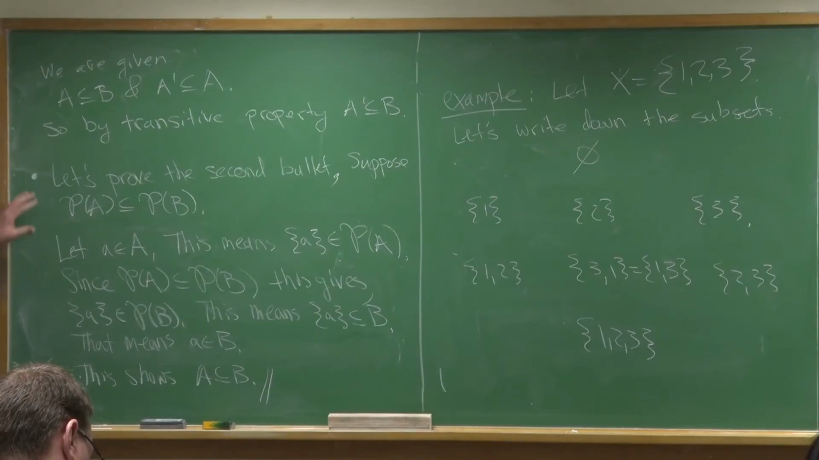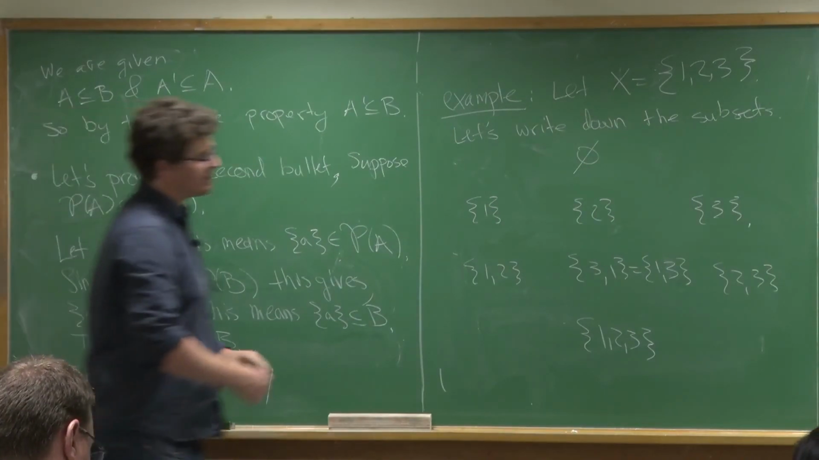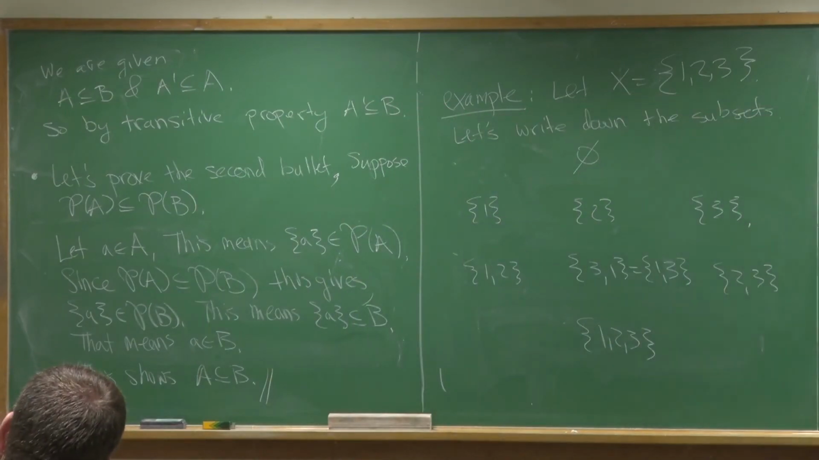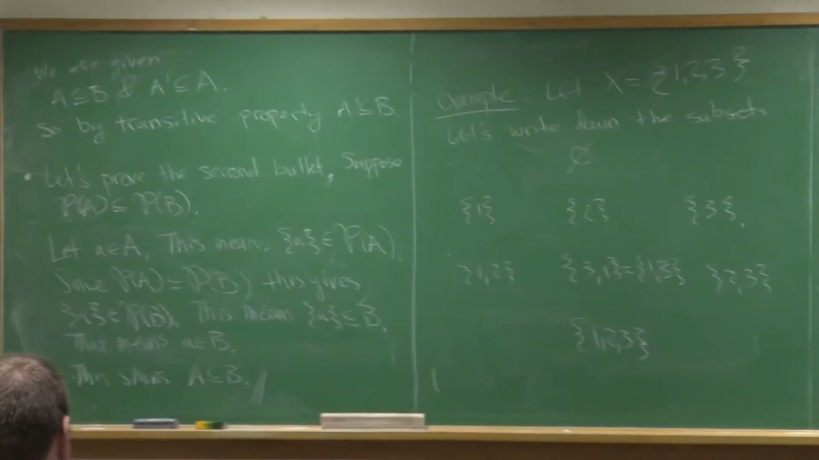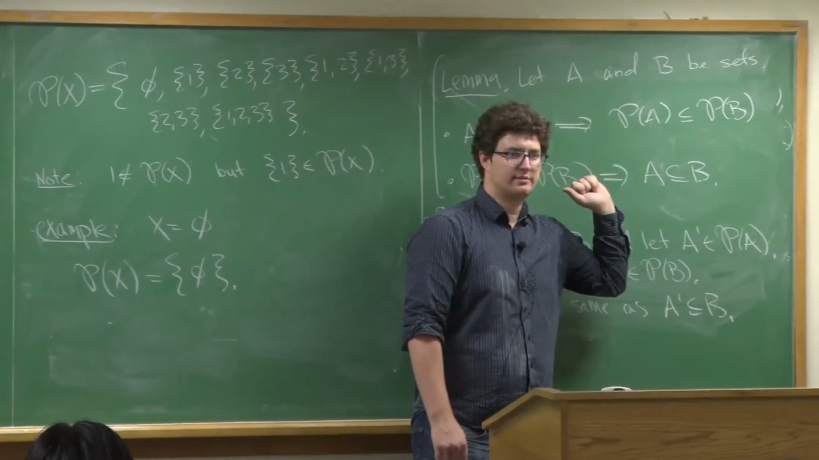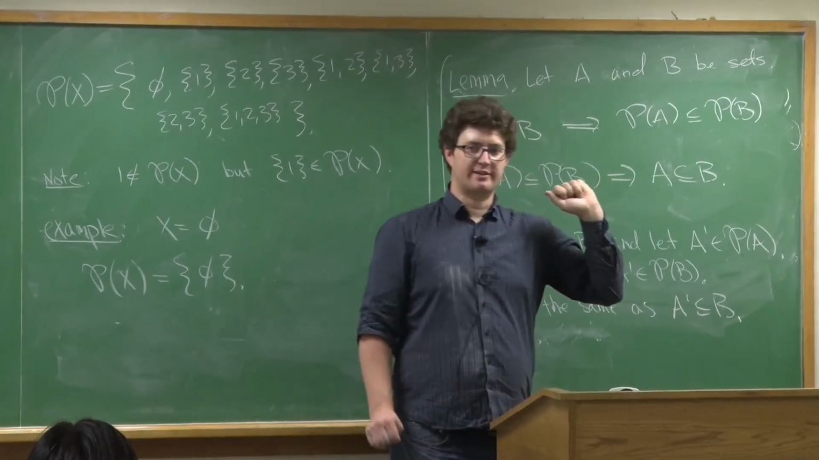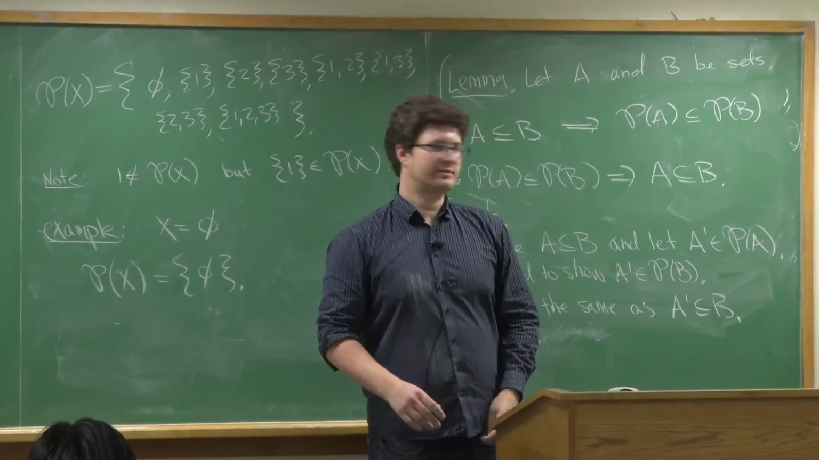Okay, so this was the assumption that we started with, and to show one thing's a subset of another, you always start with an element here, and you have to show that it's an element here, and that's what we did. Okay, so you just have to use the rules.